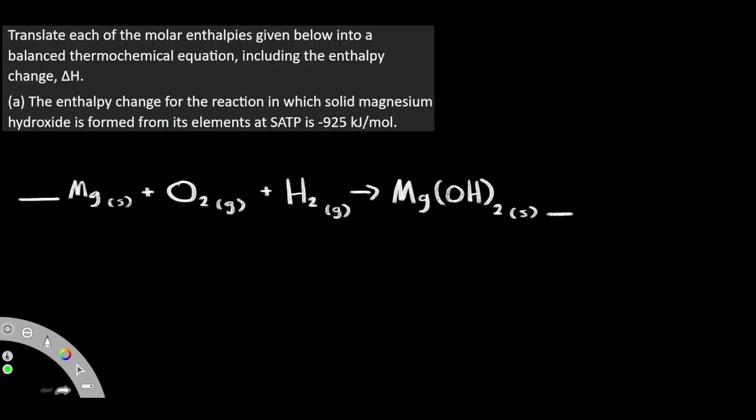This next question is asking for us to create a balanced thermochemical equation. Well, I've already created the chemical equation for you. We just have to balance it out. As you can see, it's quite balanced. Then we have to add in our delta H. Well, they've told us what it is.